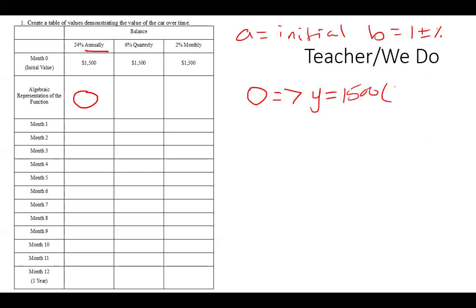1,500. My B is 1 plus because it's interest, so it's going up, right? And what is my percent? 0.24, right? Did I write that correct?